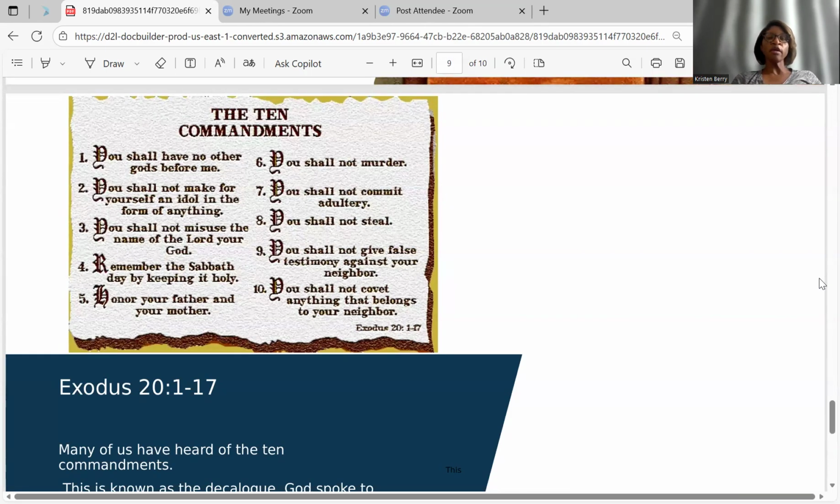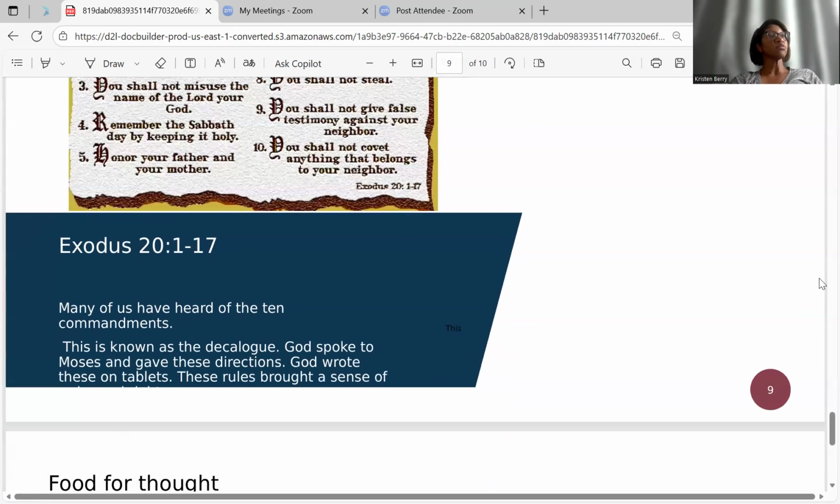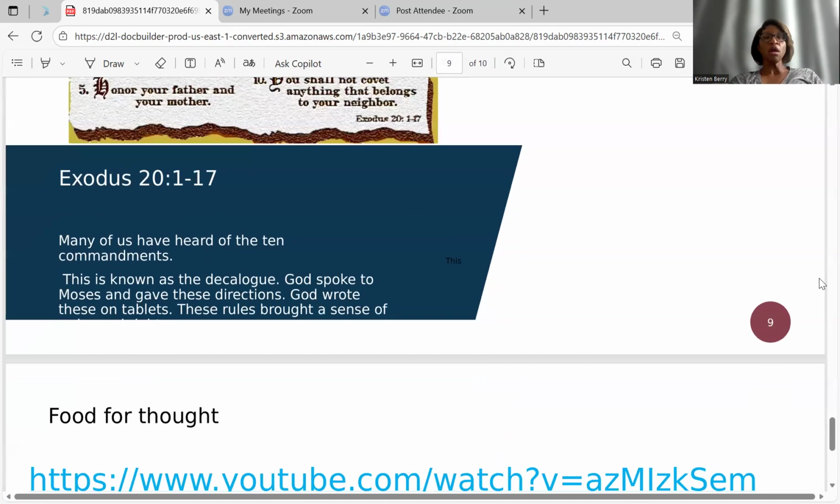So we talk about Exodus chapter 20. I want you to go there and start at verse 1, go all the way down to 17, which talks about the 10 Commandments. Many of us have heard of the 10 Commandments. Nowadays we see them posted up in some buildings, and even now it's kind of become a political thing to have it put in schools and things.